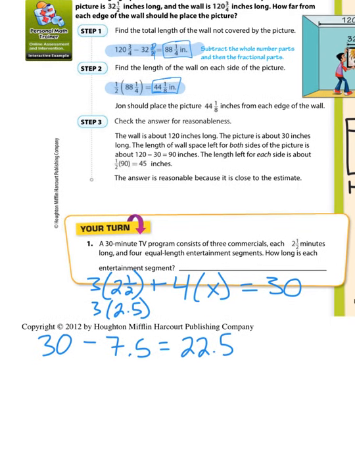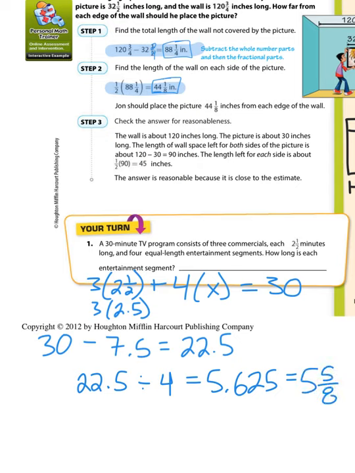And now I know there's 4 equal segments, so now let's take 22.5 divided by 4, which is going to be 5.625, or 5 5/8. So our answer, each entertainment segment, is 5 5/8 minutes, or 5.625 minutes.